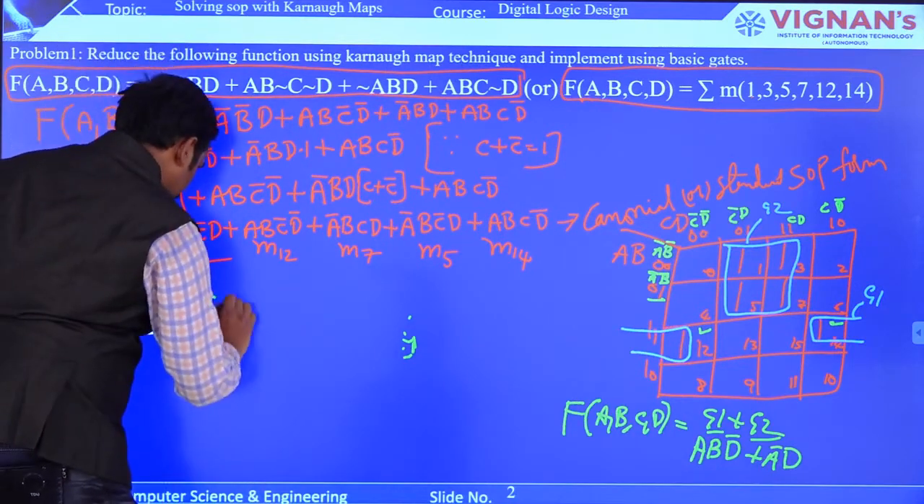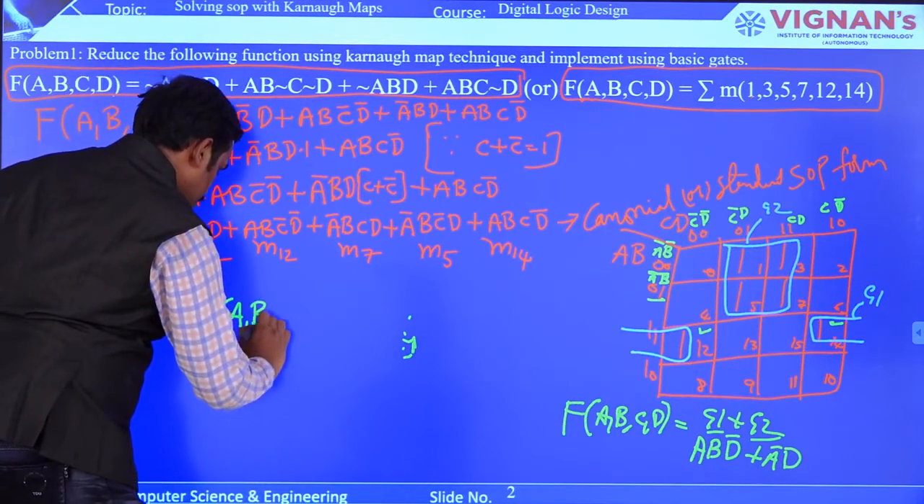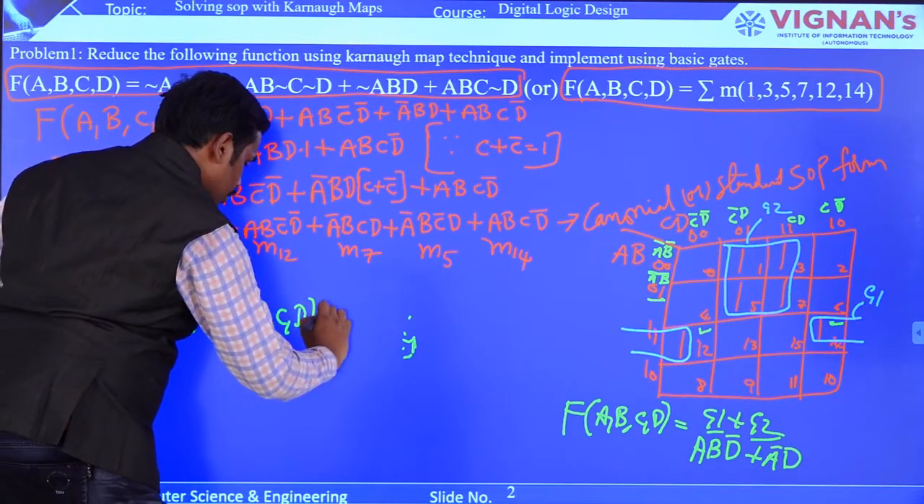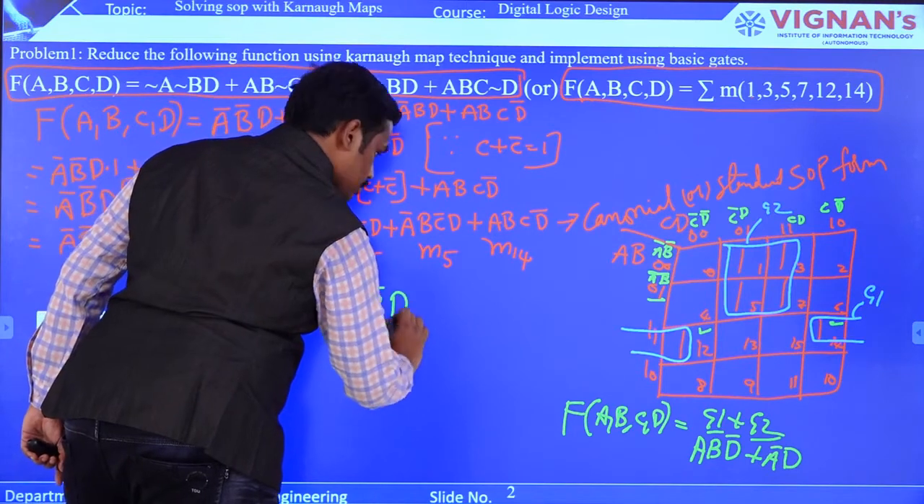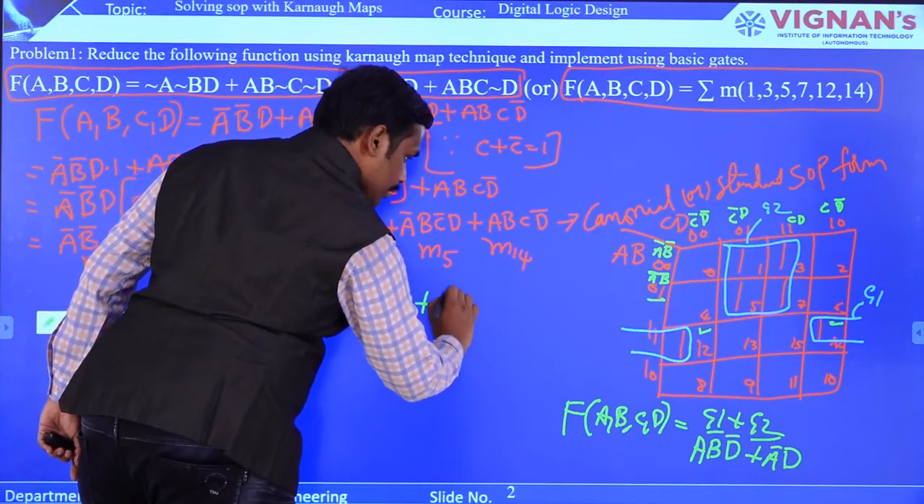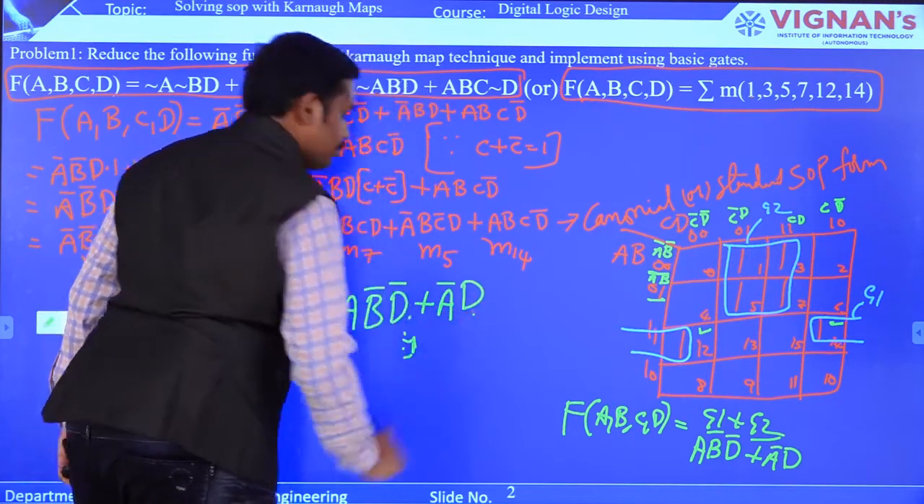We are writing again the final expression. So that is F(A, B, C, D), which is equal to A B bar D bar plus A bar D, right?